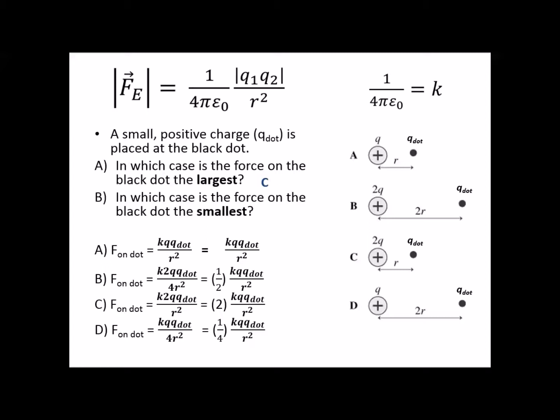And in which case is the force on the black dot the smallest? Because D has a 1/4 factor, D will be the smallest force.